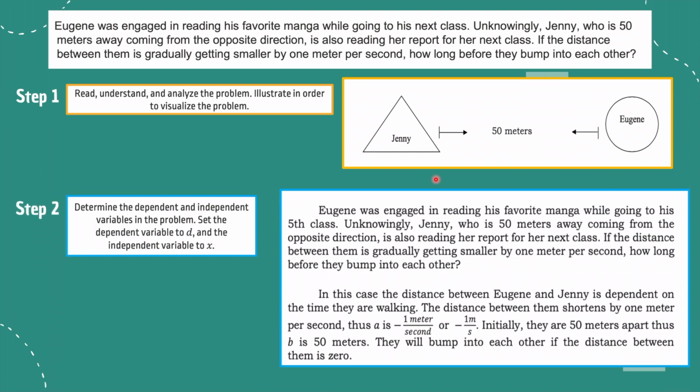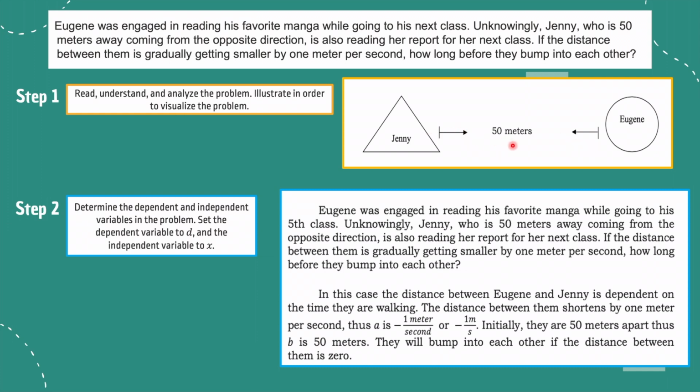Okay, let's have step 2. Determine the dependent and independent variables in the problem. Set the dependent variable to d and the independent variable to x. Okay, analyze natin isa-isa. Eugene was engaged in reading his favorite manga and so on and so forth. So this is the problem. In this case, the distance between Eugene and Jenny is dependent on the time they are walking. So ano ibig sabihin nun? Yung distance between them, nakadepende siya dun sa time na habang naglalakad sila.